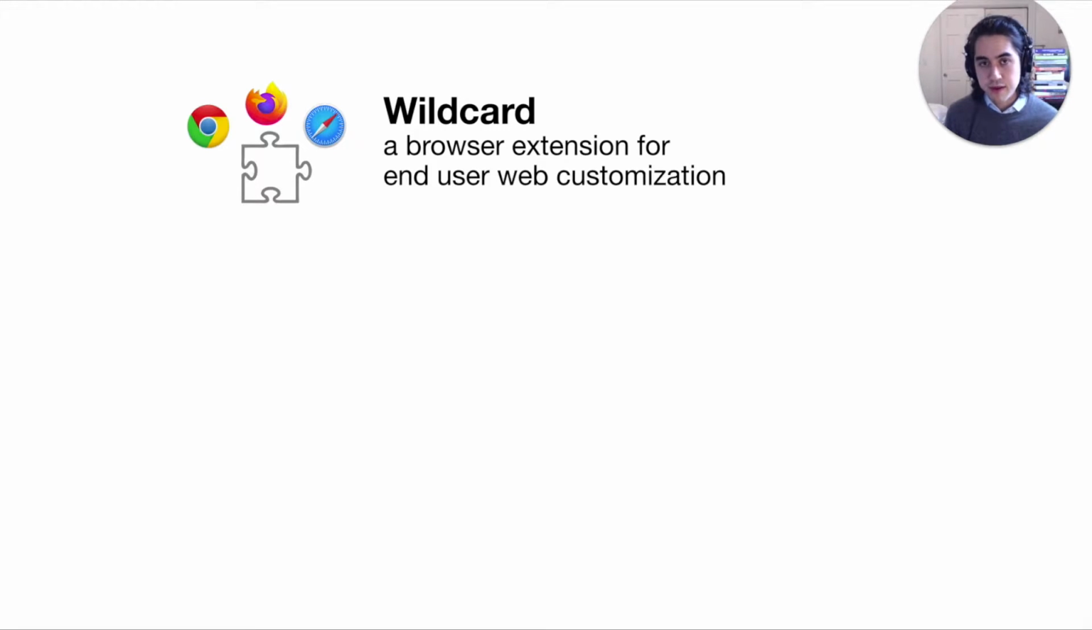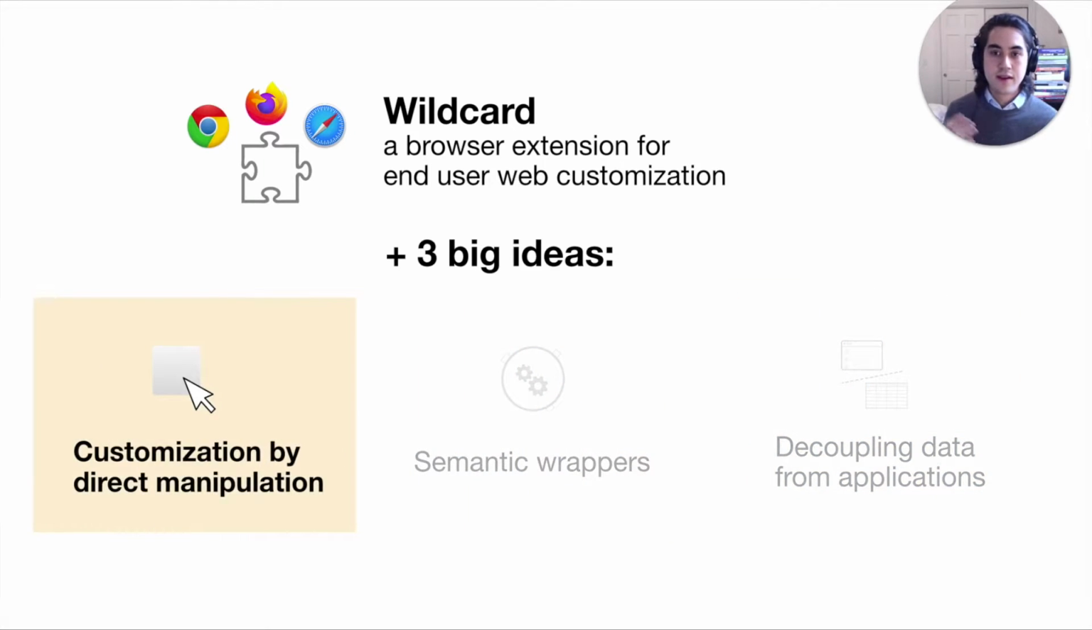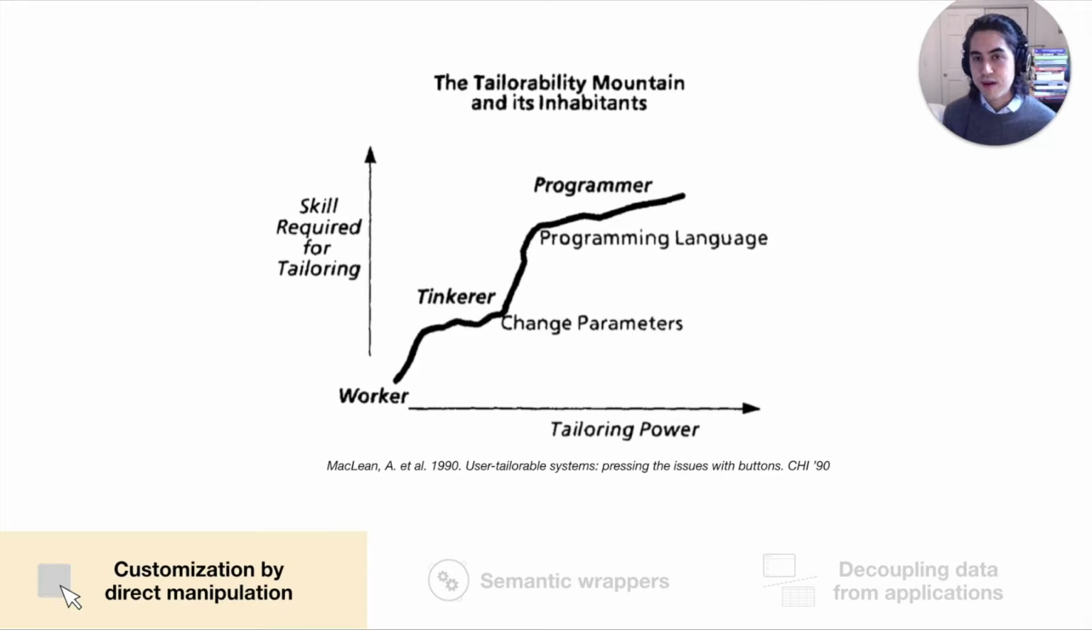But in addition to showing you the system, I'm also going to talk about three ideas that are embodied by the system, which I think are useful ways of thinking about software. First, I'll talk about how empowering it can be for software to be customizable by direct manipulation rather than by writing traditional code. I'll also talk about how we can make customization a lot easier by creating semantic wrappers around existing software that expose higher level meaning. And finally, I'll talk about how I think this work may suggest a path towards breaking down data silos and taking back more agency over our data. All right, let's start at the beginning with customization by direct manipulation.